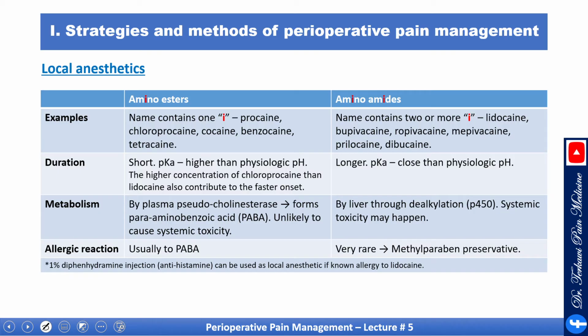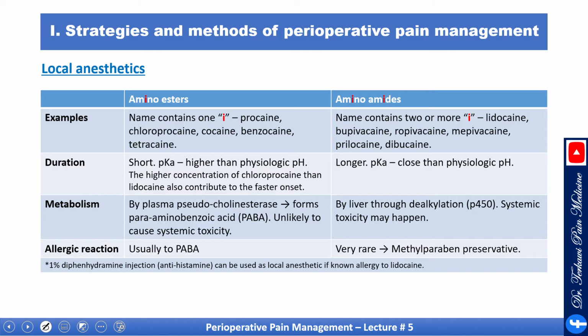The duration of amino esters is usually shorter because the pKa is higher than physiologic pH. The higher concentration of chlorprocaine than lidocaine also contributes to its faster onset of action. While amino amides have a longer duration because the pKa is close to the physiologic pH.